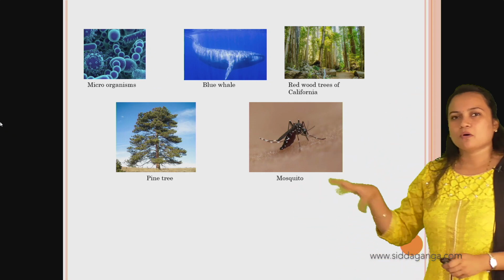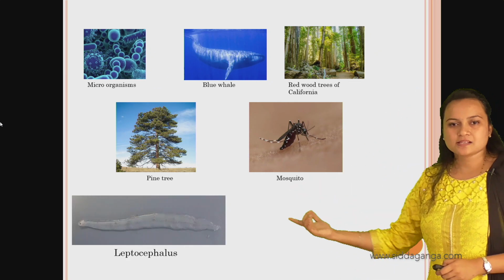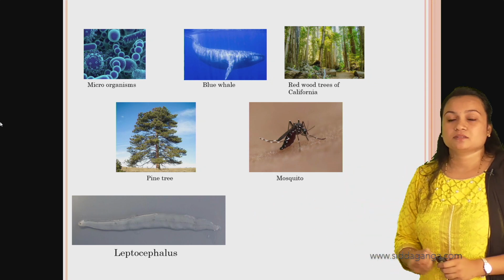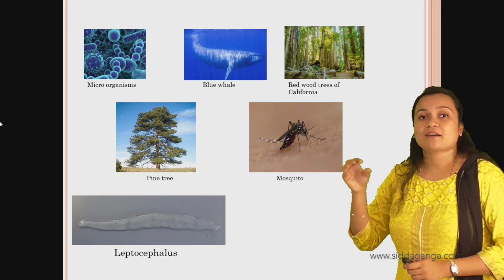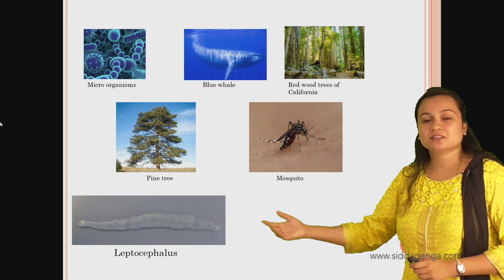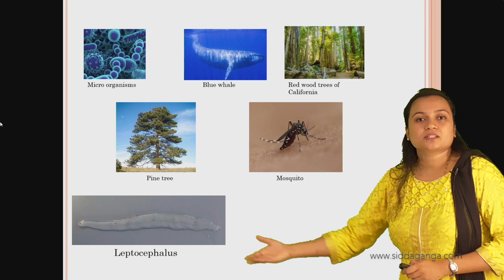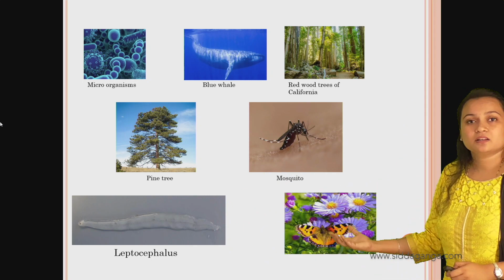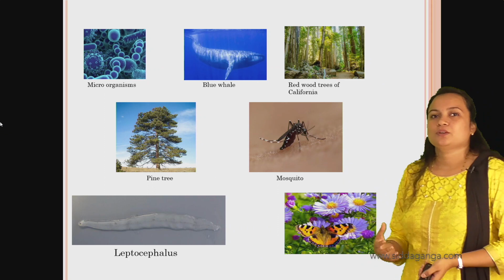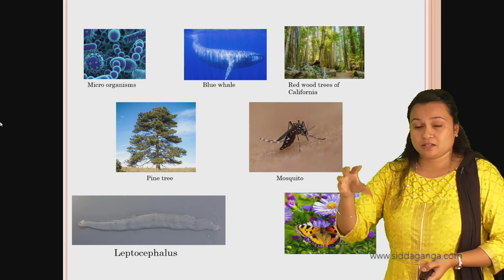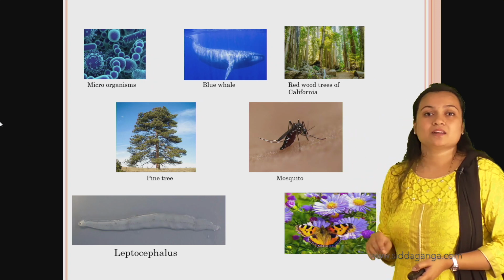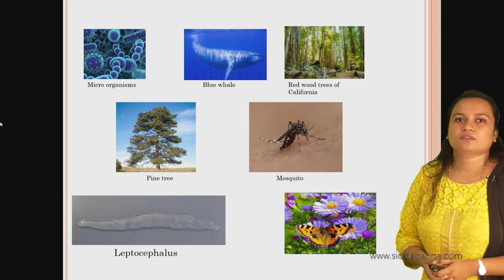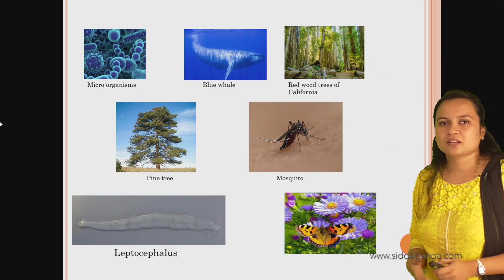Then coming to the body appearance, there are some organisms like leptocephalus. They are very transparent. They don't have any color or pigmentation in their body. So this is one type of organism. And there are organisms which are very colorful like flowers. You see different colors in a flower. There will be different colored petals, right? And you see the butterfly. Won't you feel happy after seeing a butterfly?